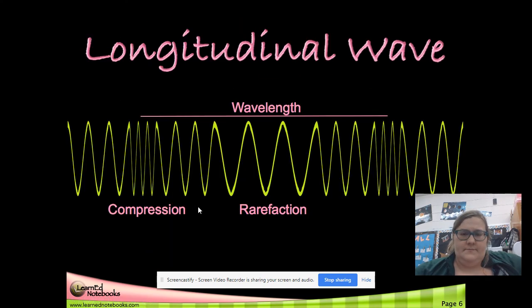Longitudinal waves are a little bit different. Okay, they're measured from the tightest point of compression to the tightest point of compression. That is one wavelength. Compression is where it's the closest together. Think about sports. If you ever had to wear compression shorts, they're really tight and they help you. So compression, really close together. Rarefaction, pulling apart.